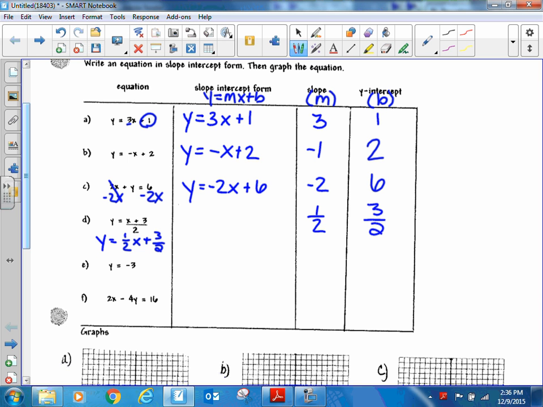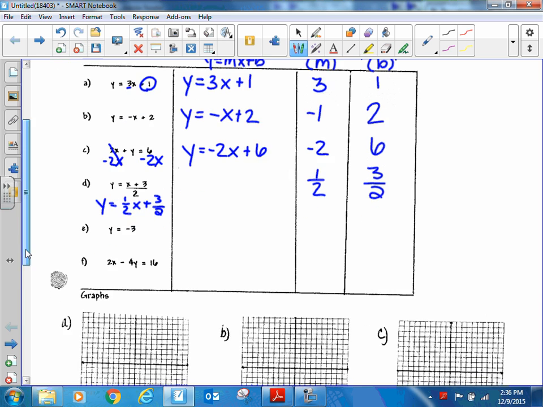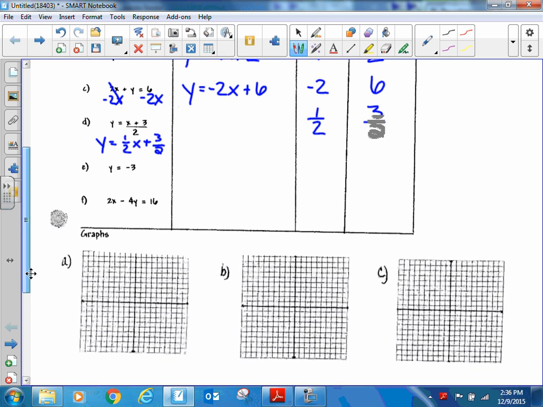All right, let's look at E. 1/2 x plus 3x. Okay, so E is actually already in slope-intercept form. But of course, that slope term is missing, so that means that the slope was 0, right? 0 times x is 0. And our y-intercept is going to be negative 3.